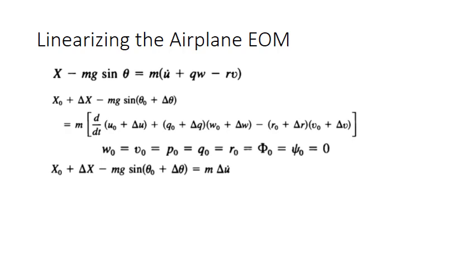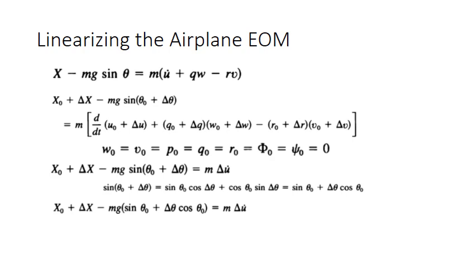Then applying step number 2 of the linearization process to make use of the trigonometric identities, we can take the expansion of sine theta naught plus delta theta and replace it by the following expressions. Afterwards, cosine of a small angle will be replaced by 1 and sine of a small angle will be replaced by the angle in radians. Then substituting in the x-force equation to obtain the following.